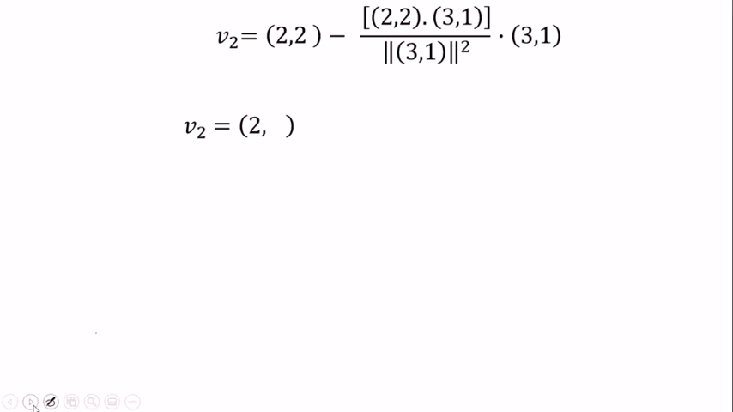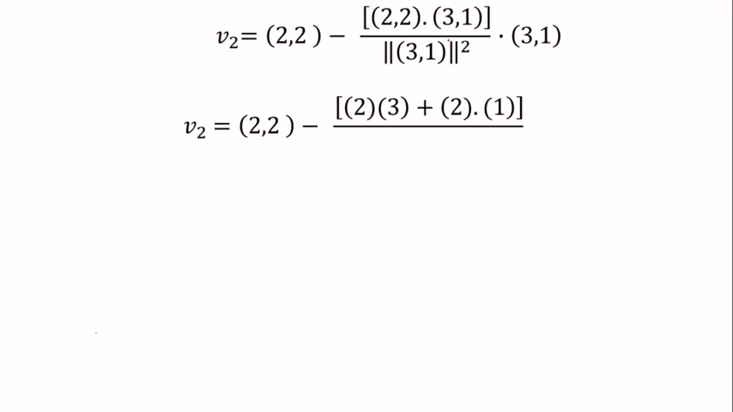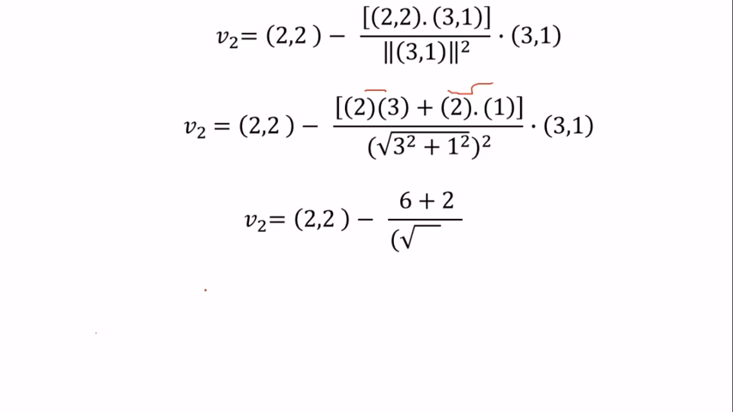So what we'll get? To simplify again, we need the dot product and norm of the vector. So 2 into 3 plus 2 into 1, divided by under root of 3 square plus 1 square, into dot product with (3, 1). Now 2 into 3 is 6, and 2 into 1 is 2, so we get 6 plus 2 in the next step. So we can write v2 equal to (2, 2) minus (6 plus 2) divided by 3 square is 9 plus 1, 10. So root 10 square into (3, 1).